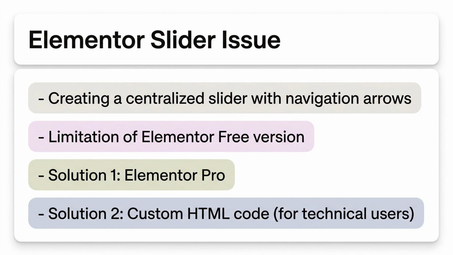Moving on to a common WordPress issue, a student asked about creating a centralized image slider with navigation arrows using Elementor. The challenge here is that the free version of Elementor lacks the advanced slider widget needed for this specific layout. To achieve this, you generally need Elementor Pro. Alternatively, for those with a technical background, you could bypass the plugin limitation by inserting custom HTML code.